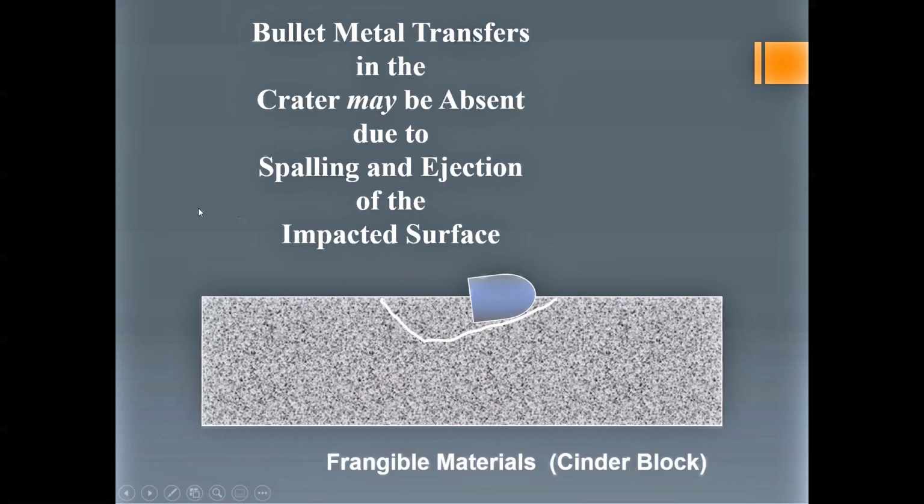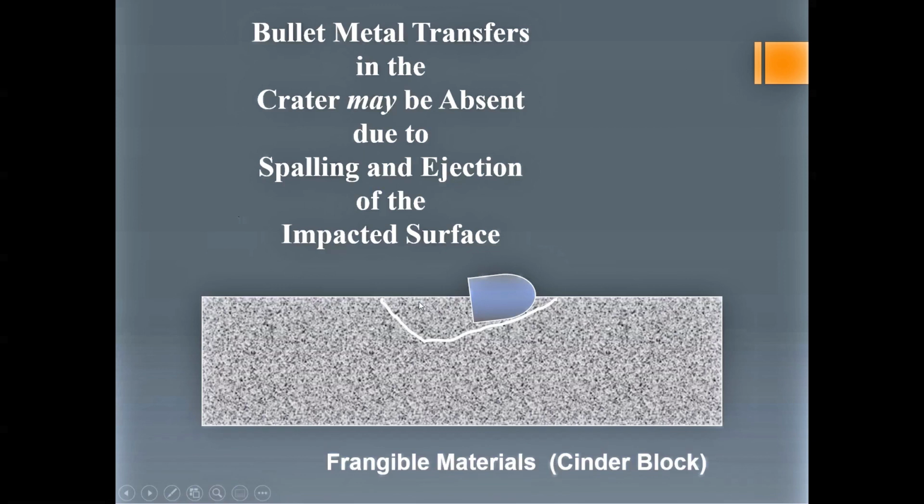Bullet metal transfers in the crater may be absent due to spalling and ejection of the impacted surface, right? So you might not have, say you want to do a sodium rhodizonate test on this, right? So the bullet strikes the surface, it breaks all this up, all this material, this concrete or asphalt or gypsum from the sheetrock or that wonder board material, whatever it is, it strikes there, it breaks it up. Now what's breaking up? This part of the surface that the bullet contacted.